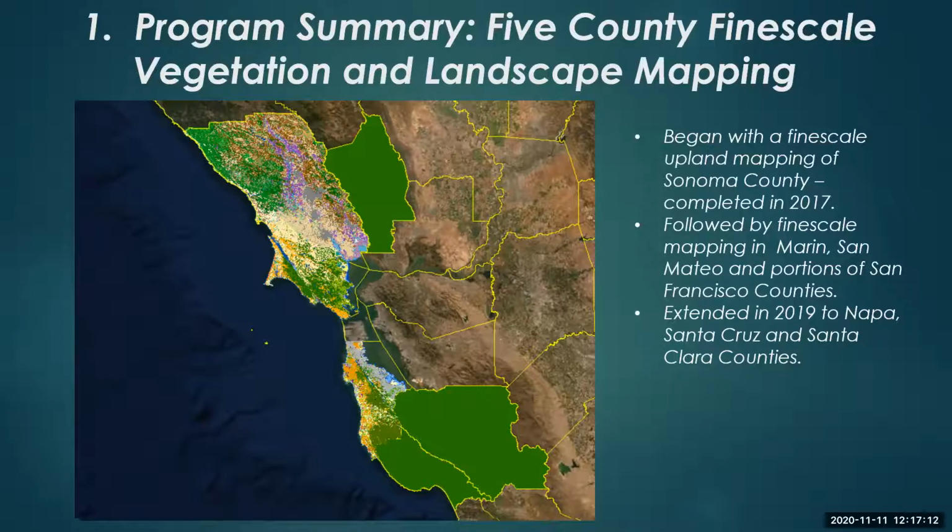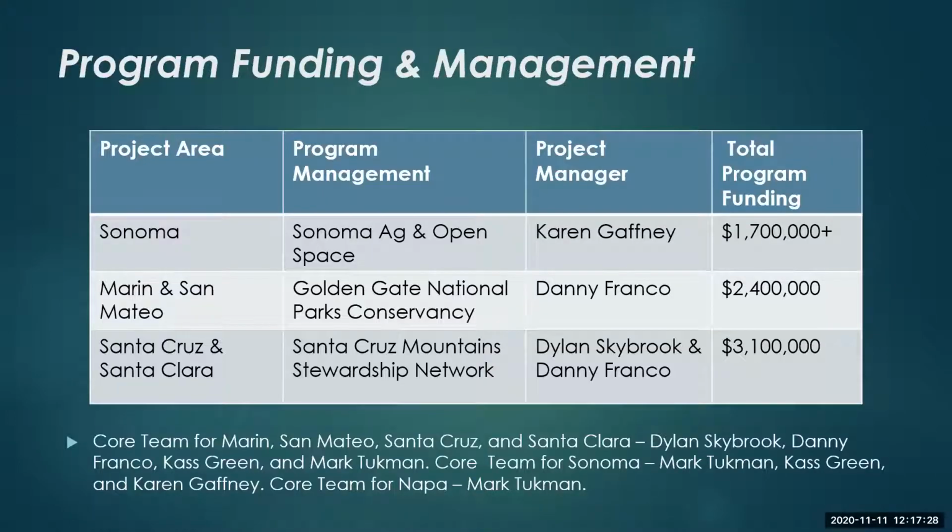I'm going to focus on the Santa Cruz and Santa Clara projects, because those are the projects with the network. But as you can see, we're building a region-wide dataset, so it'll be good for managing on the ground, but also for region-wide analysis. The projects are Sonoma, San Mateo, and Marin, and then Santa Clara and Santa Cruz. The costs go up because the acres have gone up, but actually the price per acre has gone down over the 6 years that we've been doing this work because of technology advances.